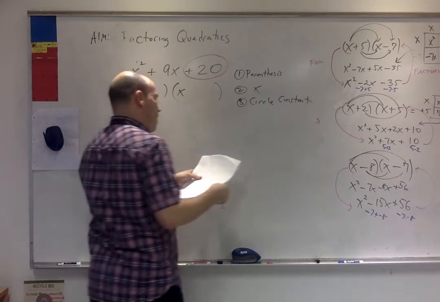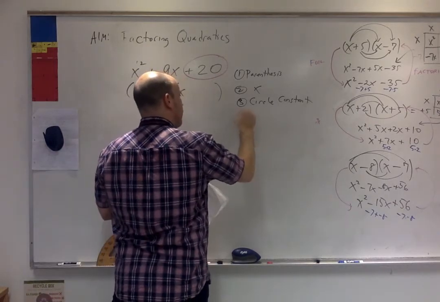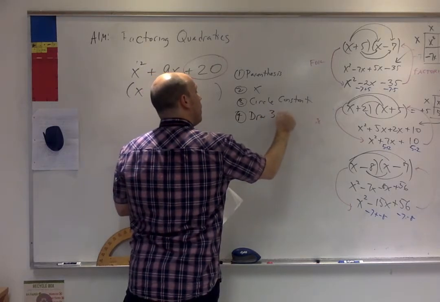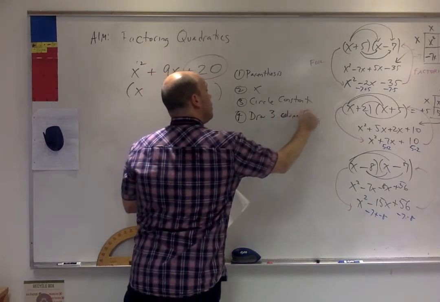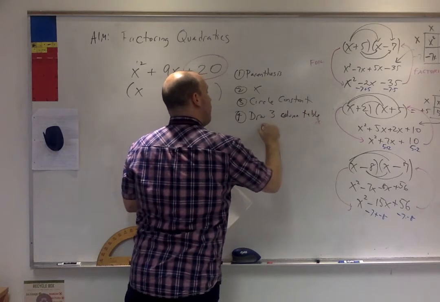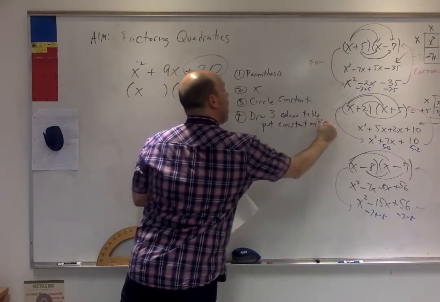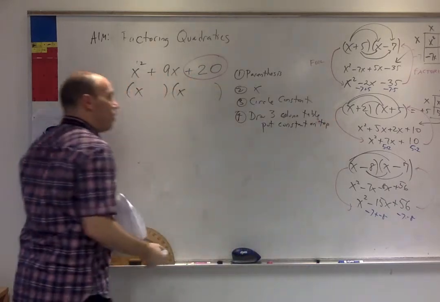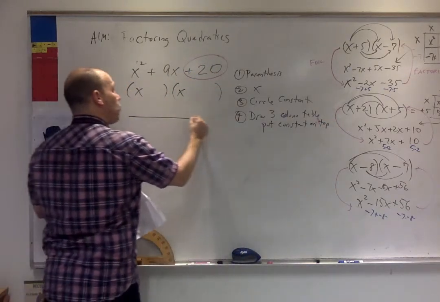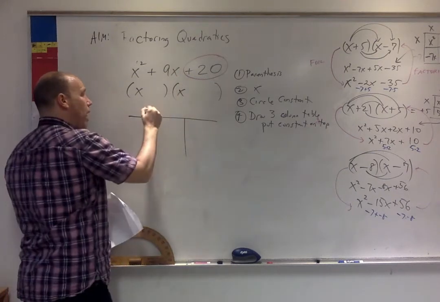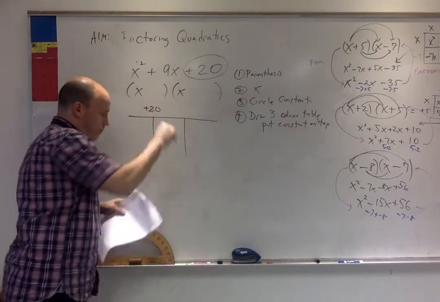And then step 4, draw a 3-column table and put the constant on top. So you're going to draw a 3-column table, and you're going to put that positive 20 on top.